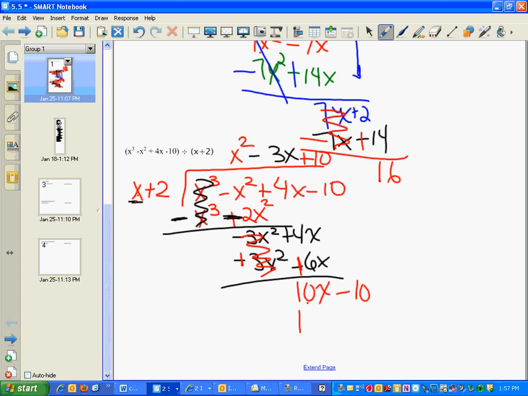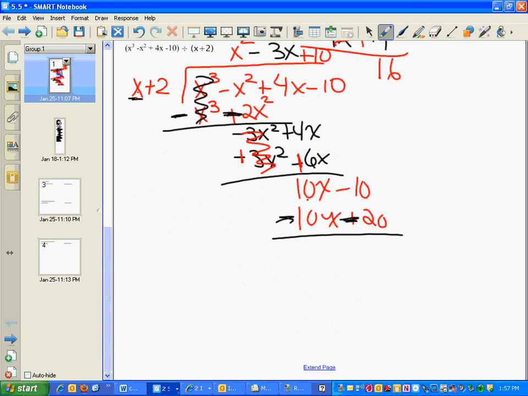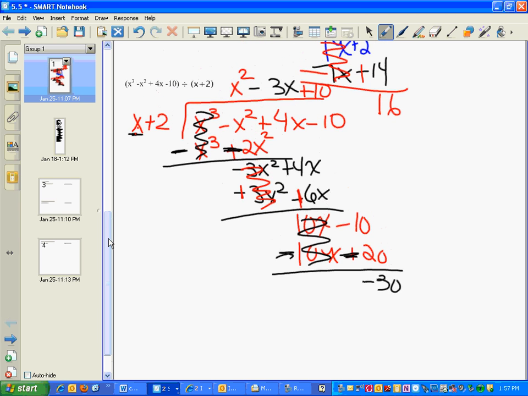And so I get 10x squared plus, what, 20. And what do I do now? Change my signs. And what happens to my first term? And what am I left with? And how do I write this negative 30? Minus 30 over x plus 2, right? That's kind of a mess up here.